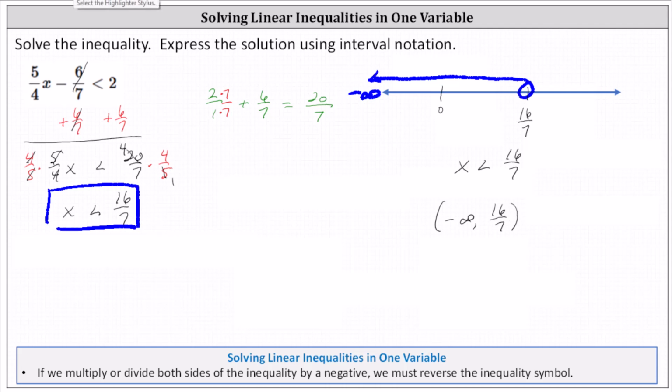So again, now we have the solution as an inequality, as a graph, and also using interval notation, which is what the directions are asking for.